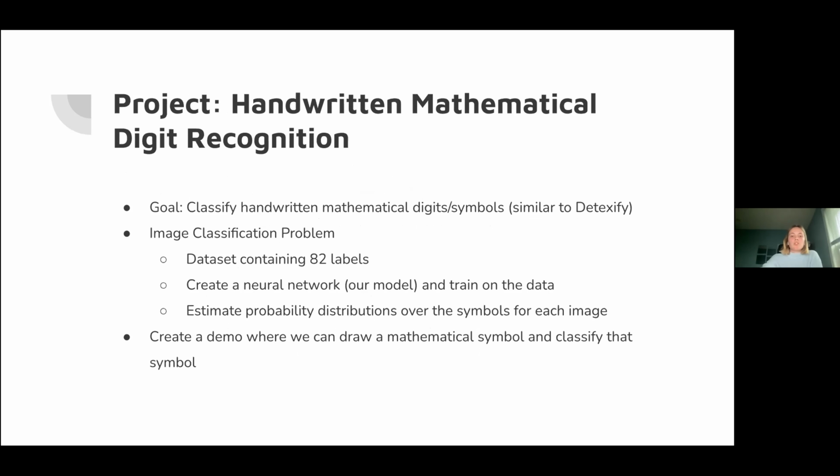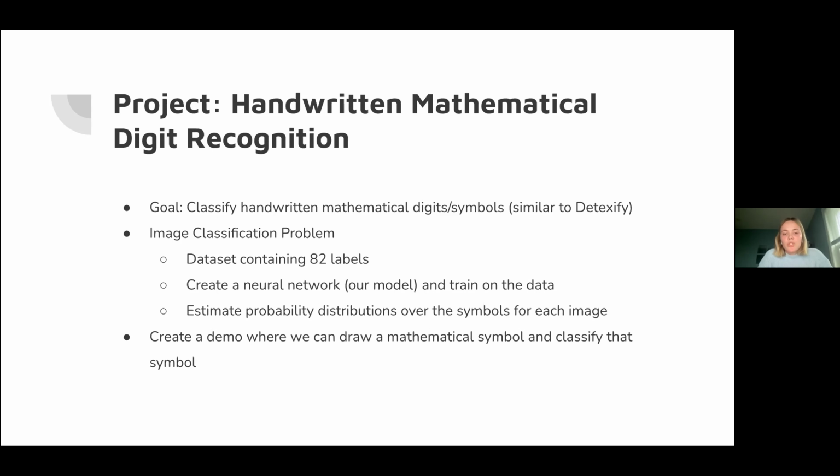And so this semester, we have worked on a project that combines many of these concepts together. The goal of our project was to classify handwritten mathematical digits and symbols, similar to Detexify. This is an example of an image classification problem. So we used a data set containing roughly 400,000 images of handwritten symbols in 82 different classes, which include math digits, alphabetical letters, Greek symbols, and the like. We created a neural network using Keras and trained on a portion of the data set with this model.